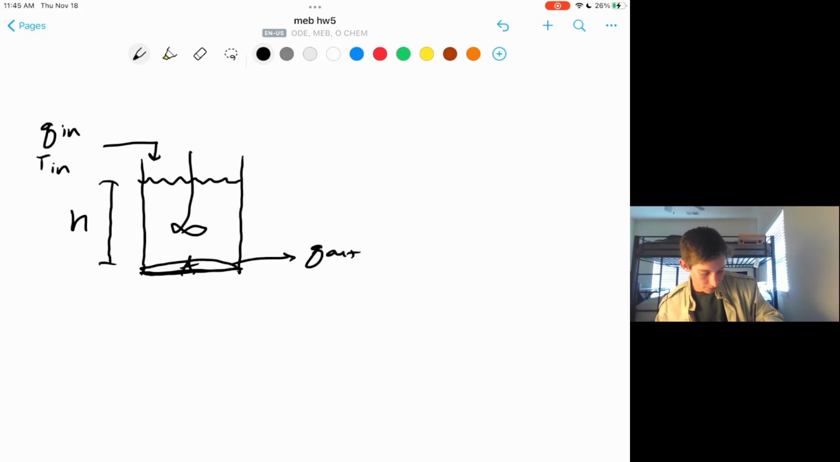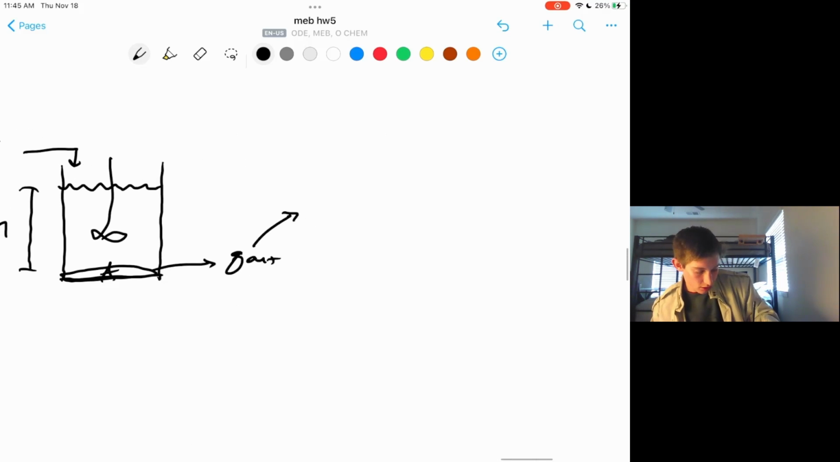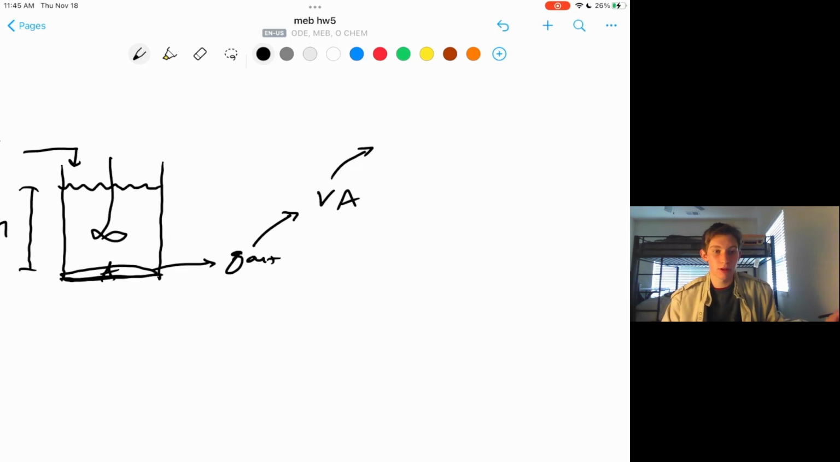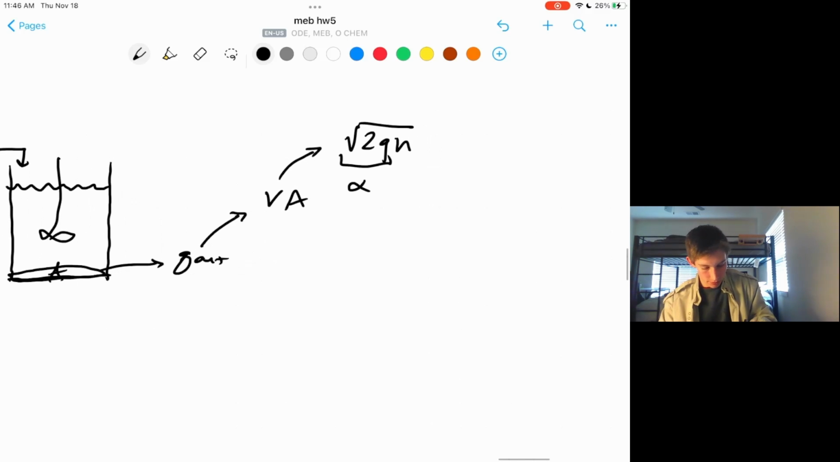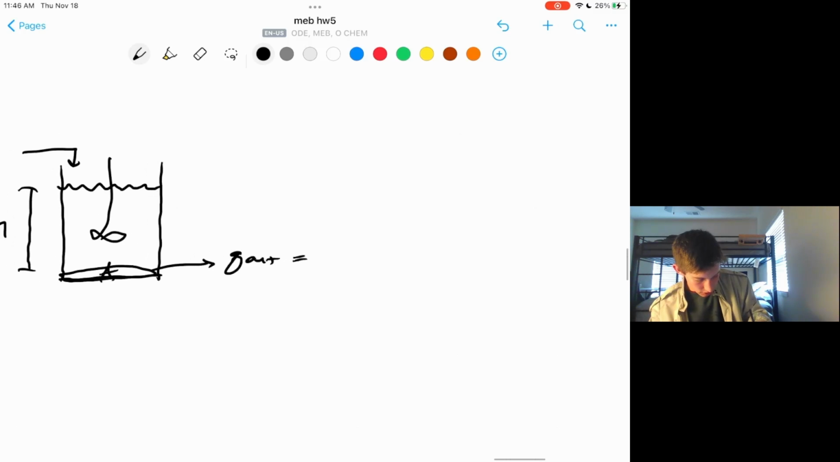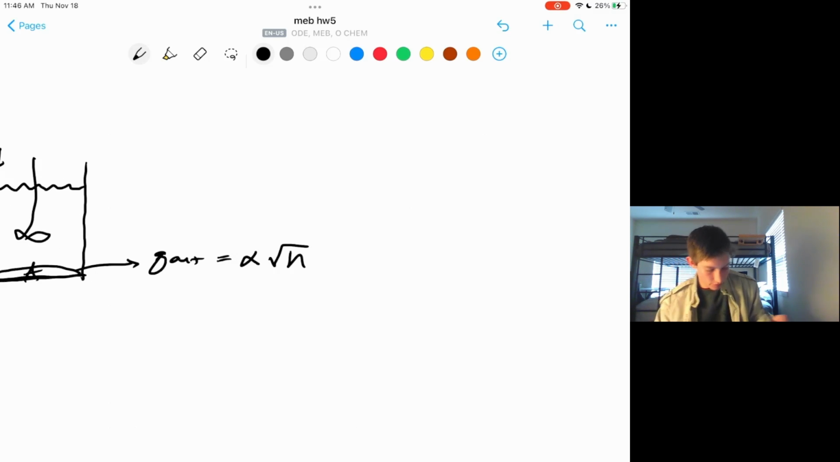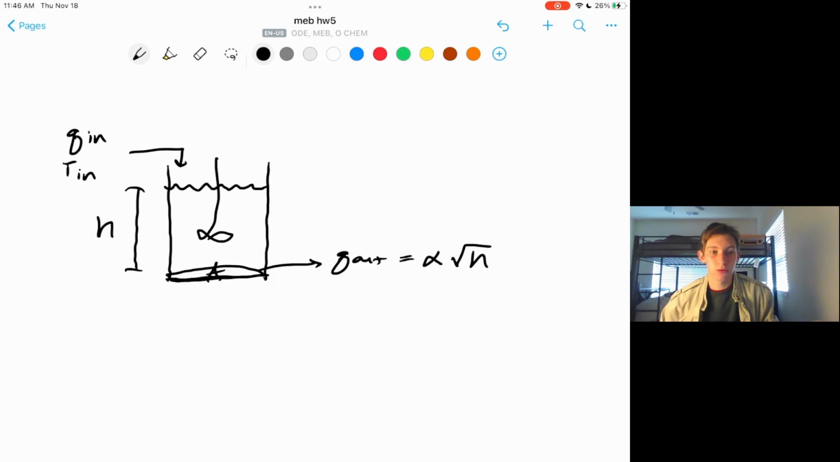So for Q out, this can be expressed as the velocity going out times the area, and from energy equations, velocity is the square root of 2gh. For our purposes we're going to take out this radical 2g and call it alpha. So we'll say that Q out equals alpha times the square root of h, and the area is just 1 meter squared.